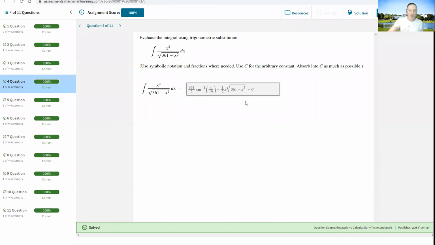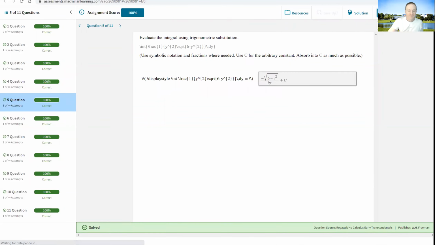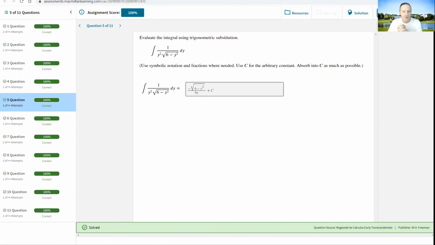Next question here for number 5. We have the integral of 1 over y times the square root of 6 minus y squared, integrated with respect to y. As soon as I see this one, I'm thinking, all right, I have a squared minus y squared. And true, 6 is not a perfect square, but that's okay. You could say that's the square root of 6 squared minus y squared. Anytime you have a constant squared minus a variable squared, you're going to let that variable equal a, which is the square root of 6 in this case, times the sine of theta.